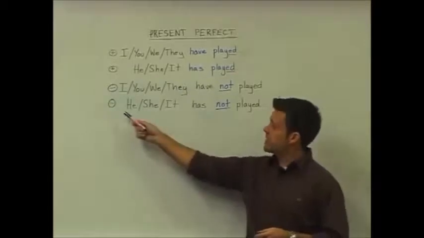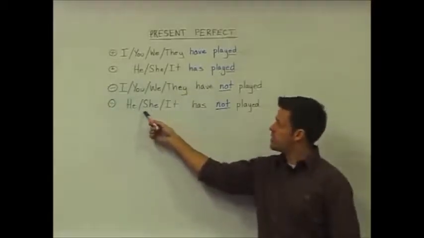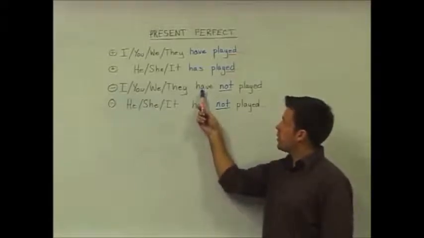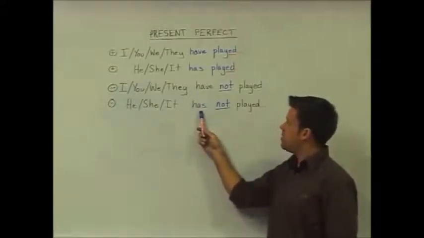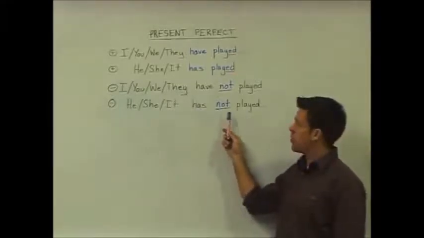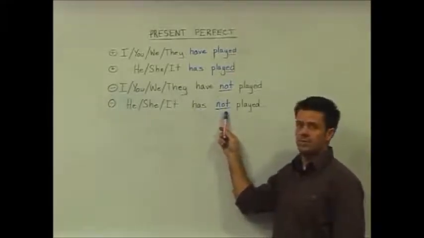To form the negative sentence here, again, our subjects are at the beginning of the sentence. We keep our helping verb, whether it be have or has, and between our helping verb and the main verb in our sentence, we of course add the word not.